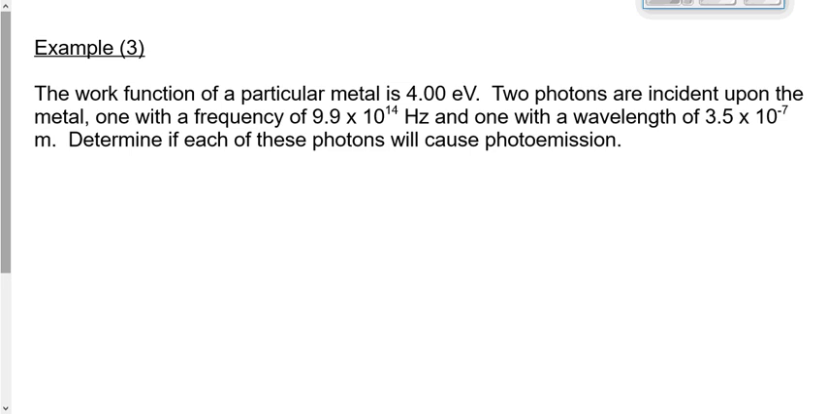We have 2 photons that are incident upon the metal, one with a frequency of 9.9 times 10 to the 14 hertz. I'm going to call that the frequency of photon 1, and one with a wavelength of 3.5. I'm going to call that the wavelength of photon 2. Two different photons here. We want to know if each of these photons will cause photoemission. In other words, we want to know if each of these photons will cause an electron to be ejected.